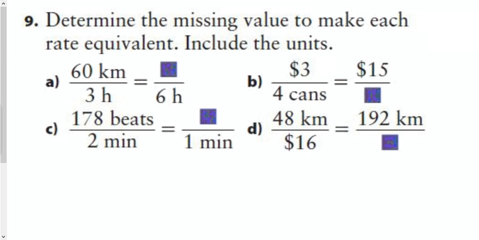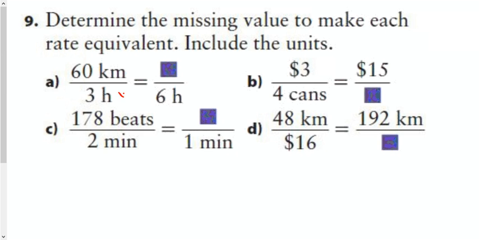Question 9 says determine the missing value to make each rate equivalent. Include the units. So we don't have to use any particular method, right? How many of you used the algebraic method for all of them? How many used multiply and divide for all of them? How many of you used unit rate for all of them? Okay, we all used different ones. I'm going to use a different one for each.